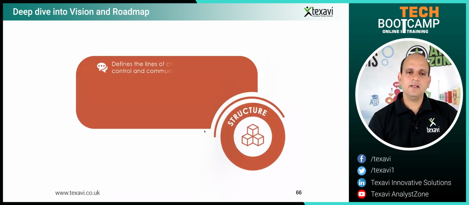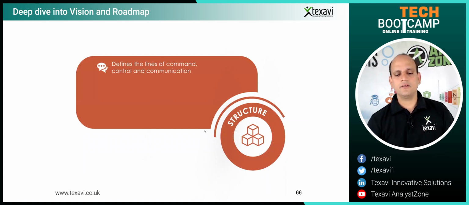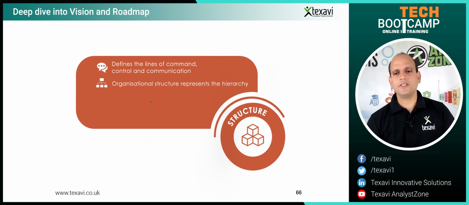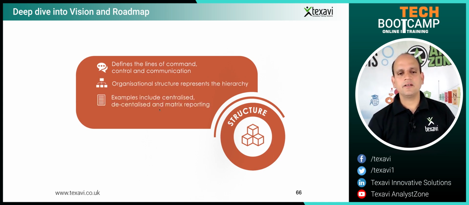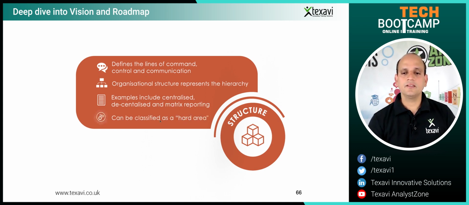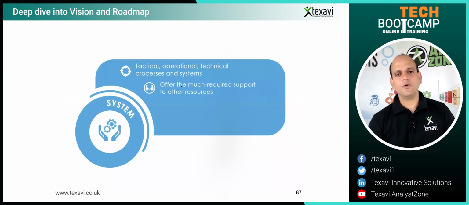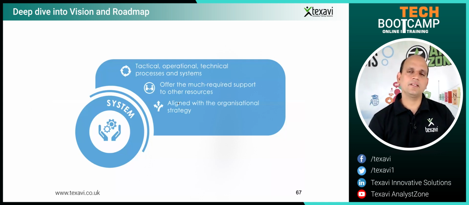So if you notice, McKinsey looks at it as soft and hard areas, really. And define the lines of command, control, structure, so organization structure, hierarchy. We discussed that. Centralized, decentralized, matrix, multi-culture, multi-skilled, multi-dimensional, cross-disciplined teams, could be one of these. This is a hard area because you're trying to address the roles, the responsibilities, and how command and control works. And you talk about systems: you have tactical, operational, different types of systems, applications, processes, all of that. We discussed that at length anyway.